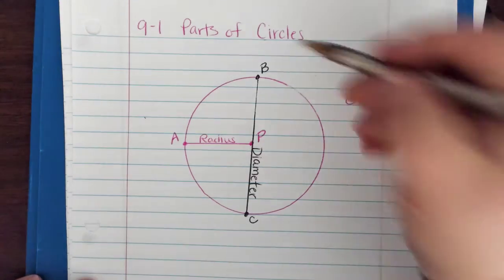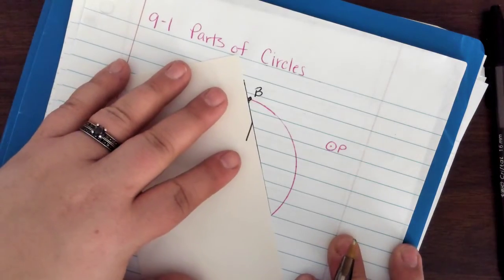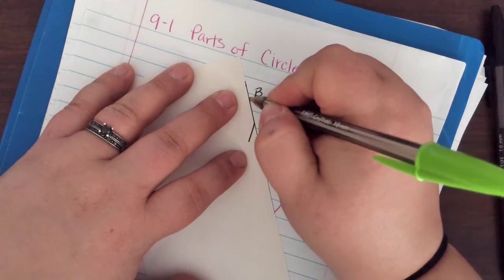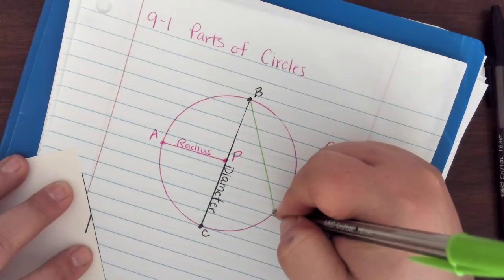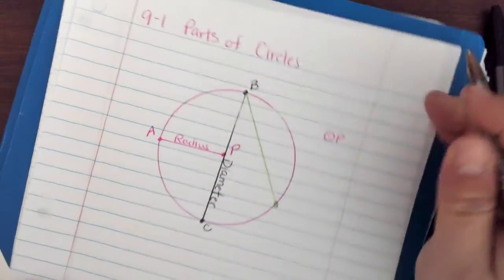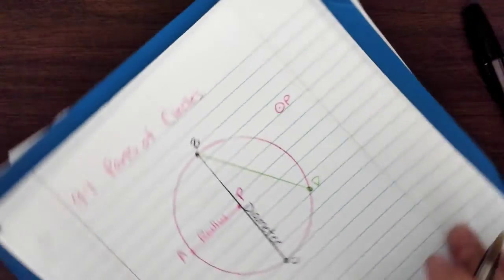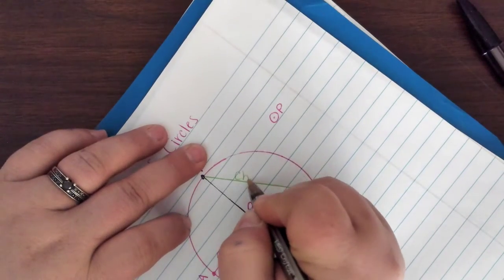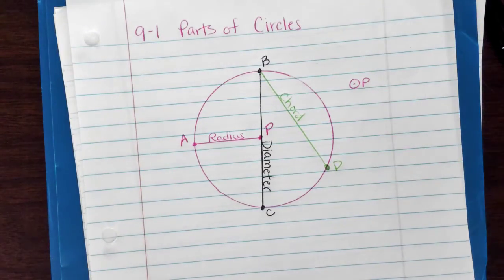So let's say I'm going to use endpoint B again, and I am now going to make a straight edge over here to the side, but it does not go through the center. Doesn't go through the center here. That is called a chord. Another part of a circle. C-H-O-R-D. A chord.